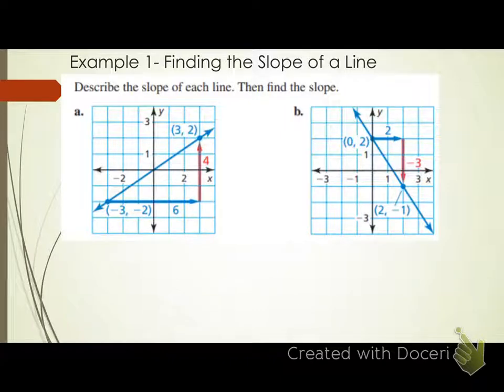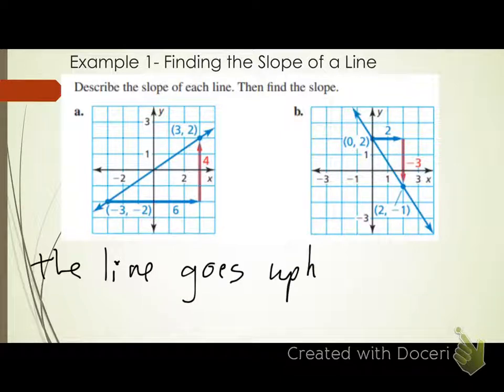So letter A and B, example 1. Describe the slope of each line, then find the slope. So letter A. We're going to describe the slope first. So, is that going uphill from left to right, downhill from left to right? Is it a nice flat horizontal line or is it a vertical line? It's going uphill from left to right. So, what does Slope Dude say on that line? Puff, puff, positive. So, describing the slope, I'd say the line goes uphill from left to right.